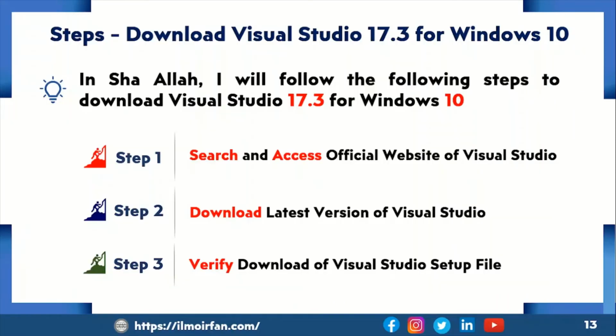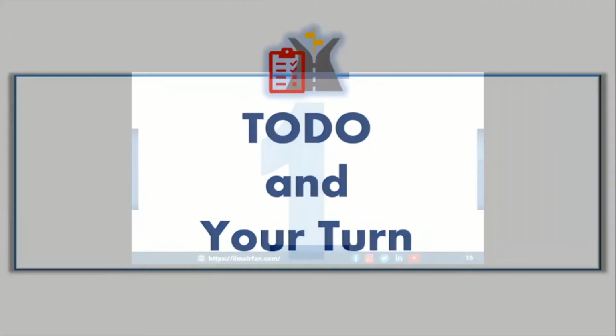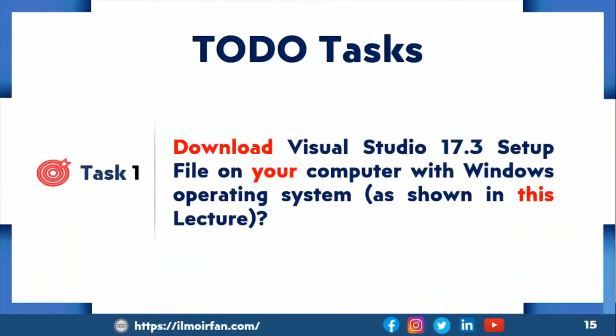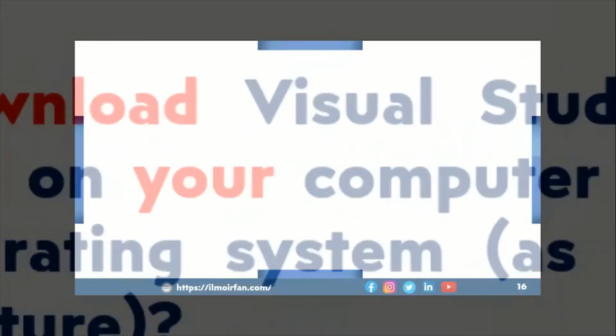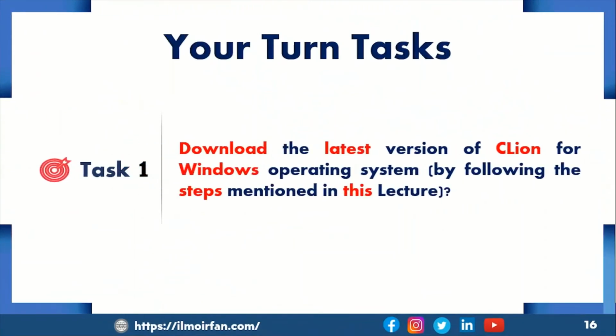Alhamdulillah. To summarize, I used a three-step process to completely and correctly download Visual Studio setup file for Windows 10 operating system. To do and your turn tasks. The to-do task for this part of lecture is download Visual Studio 17.3 setup file on your computer with Windows operating system as shown in this lecture. Your turn task is download the latest version of CLion for Windows operating system by following the steps mentioned in this lecture.